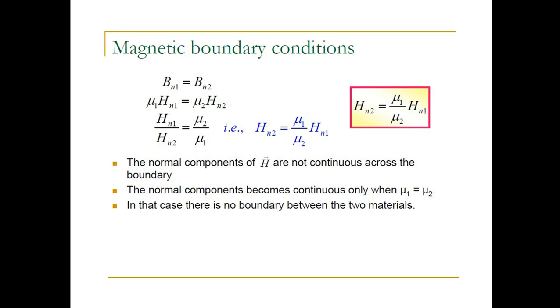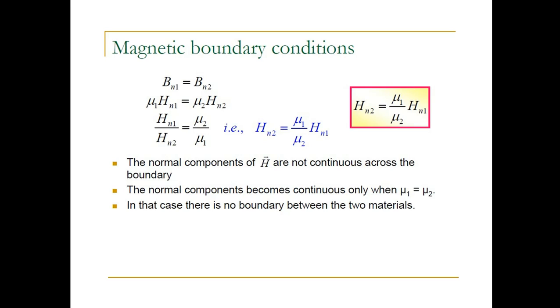Okay, so from that equation, we can understand again that Bn1 can be written as mu1 Hn1 and Bn2 can be written as mu2 Hn2. From that equation, we can also write that the normal component of magnetic field strength of medium 1 over the normal component of magnetic field strength of medium 2 is equal to mu2 by mu1, where mu2 is the permeability of medium 2, and mu1 is the permeability of medium 1.